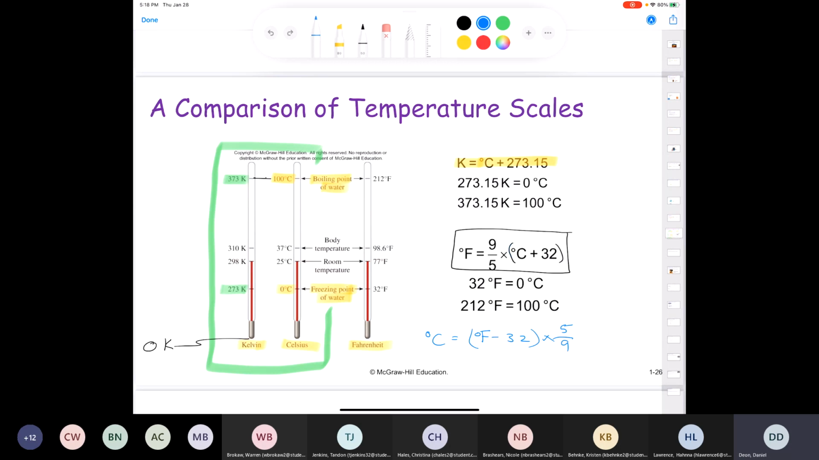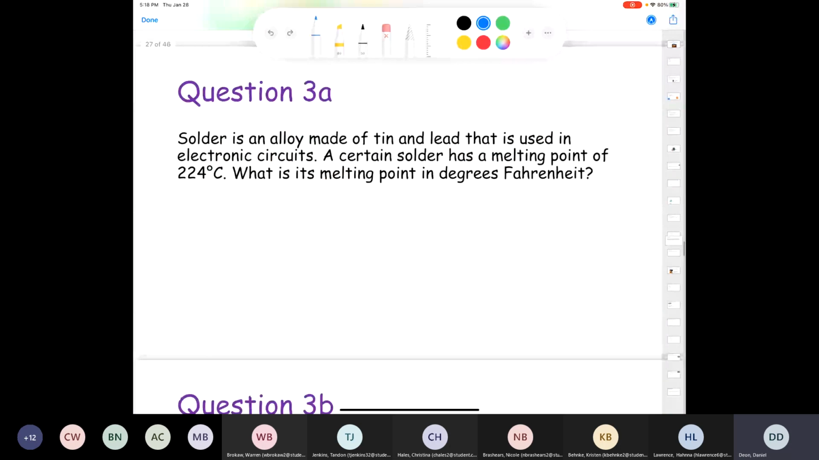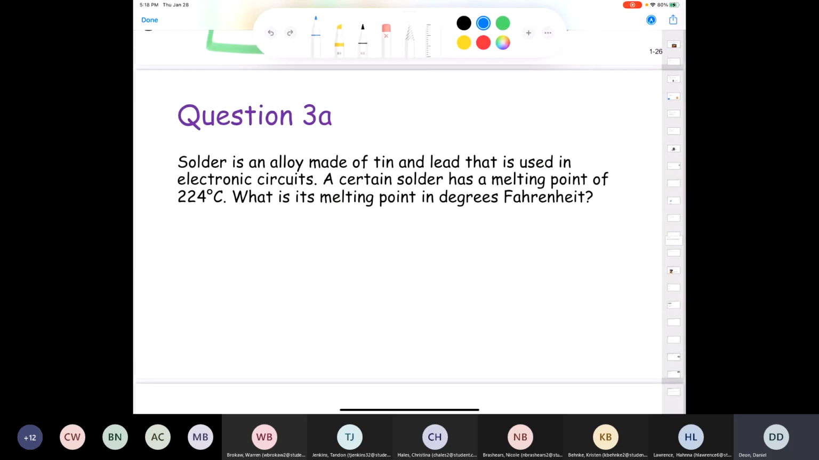As you can imagine, I'm going to ask you to do all kinds of temperature conversions in this class. So with that in mind, let's get some practice on temperature conversions. This is a question that says, solder is an alloy made of tin and lead. It's used in electronic circuits. A certain solder has a melting point of 224 degrees Celsius. What's the melting point in degrees Fahrenheit? We just saw the formula to convert from Celsius into degrees Fahrenheit: degrees Fahrenheit is equal to degrees Celsius times 9/5 plus 32.